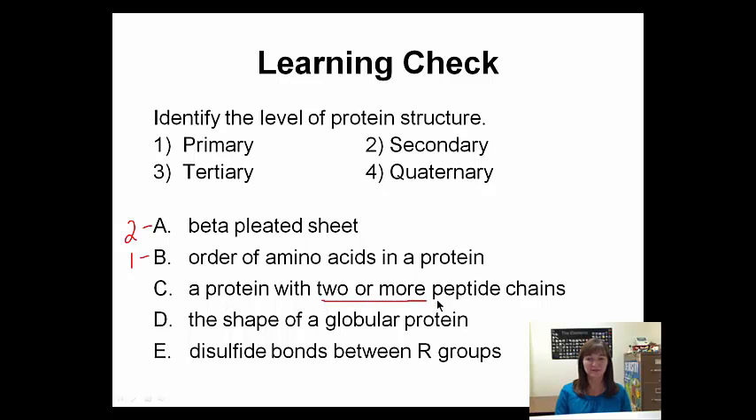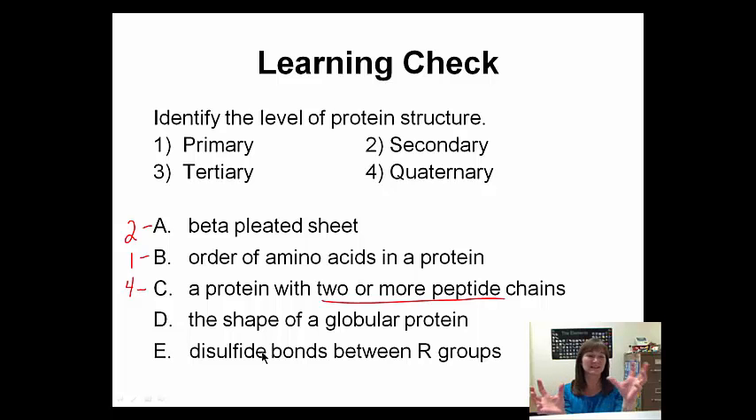A protein with 2 or more peptide chains, that is going to be the quaternary. The shape of a globular protein, this one's a little bit tricky. I didn't talk about this, but when you have your primary structure, let's say, and then parts of it have folded into some secondary structure. So I've got this big long primary structure with some alpha helix and maybe some beta sheets. But if I put that in water, all of the R groups that are hydrophobic are not going to want to be around the water. So they're going to all clump together and try to get away from the water.